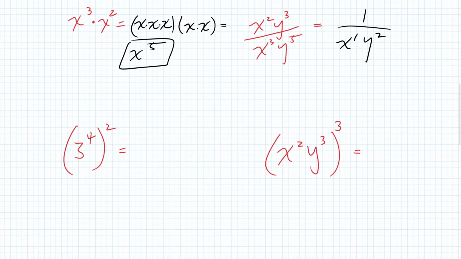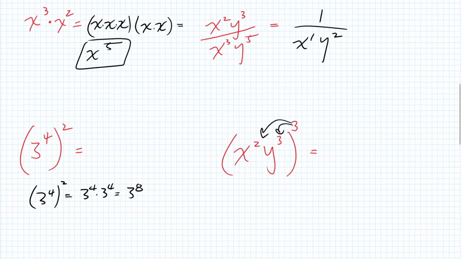Now, there's another rule called raising a power to a power. And so if you think of, if I have x squared, that's x times x, right? So if I have 3 to the 4th squared, it's going to be 3 to the 4th times 3 to the 4th. And that equals 3 to the 8th. So when I raise a power to a power, I multiply the exponents. And in this case, I'm just going to do the quick way, and I get x to the 2 times 3, which is 6. And I get y to the 3 times 3, which is 9.